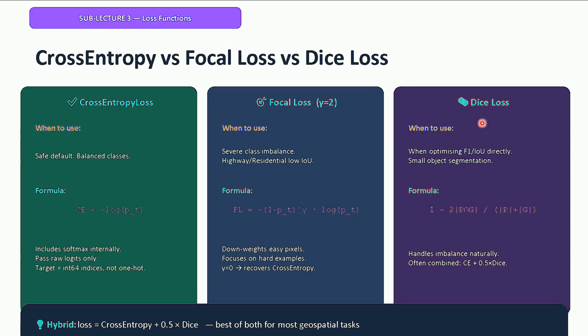Third, dice loss. This directly optimizes the dice coefficient, which is very close to IoU. Great for imbalanced datasets. My recommendation for most cases, combine cross entropy and dice. Something like loss equal cross entropy plus 0.5 multiplied by dice, so you get the benefits of both. Now let us open the notebook and build this together.